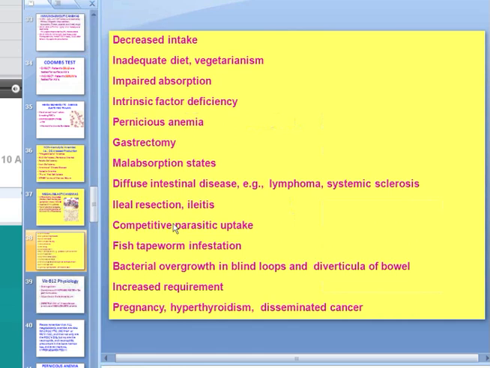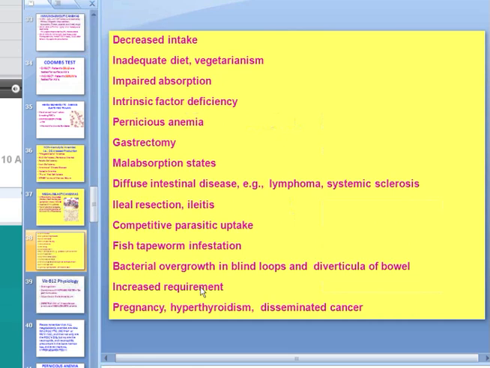If there's a tapeworm in your intestine, it could be competing with the vitamin and therefore decrease absorption, on the basis of a parasite getting preference for it. Like fish tapeworm is the most common one. If you have bacterial overgrowth in blind loops of bowel, which we'll get into, that could cause it as well. Or if you have an increased requirement, like for example, in certain conditions, you just need more of the vitamin. Pregnancy is a good example, but there's other ones. And if you have the same amount of regular absorption going on.